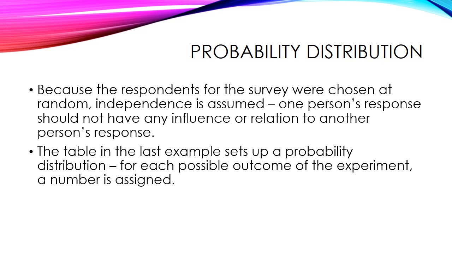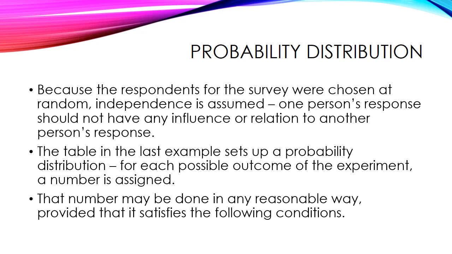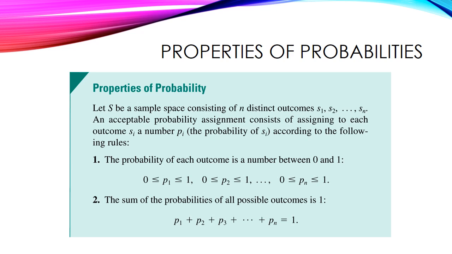Now, the table in the last example sets up what's called a probability distribution. It gives each possible outcome of the experiment a number, and that number can be assigned in any reasonable way, but there are a couple things that have to be true when you're talking about probability distributions, and these are some of them. It says, let S be a sample space consisting of n distinct outcomes. In other words, you have a sample space, and you have a designated number of members of that sample space. An acceptable probability assignment consists of assigning to each outcome a number according to the following rules.